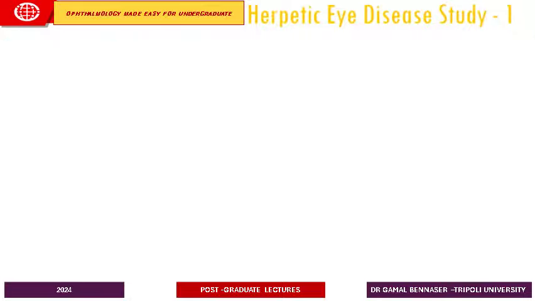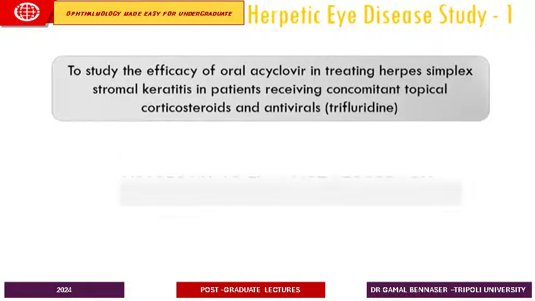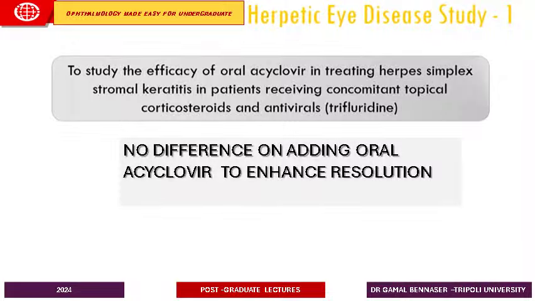Now, when we look at the second trial, which is the addition of oral acyclovir to the same regime, that's the topical trifluridine along with topical steroids in stromal keratitis, they found that there is no statistical difference or improvement when we add oral acyclovir. So since you are using the topical trifluridine, addition of oral acyclovir will not add any further improvement or resolution.